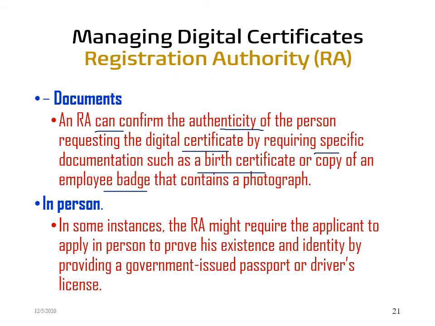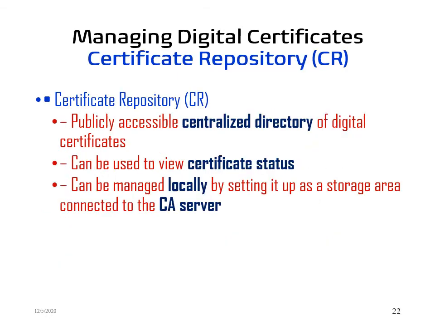And then we can also do this verification in person. In some instances, the RA might require the applicant to apply in person to prove his existence, and prove his identity by providing a government-issued passport or driver's license. So these are all the three means. It can be verified with the help of the registration authority.